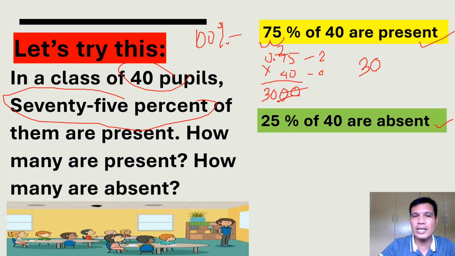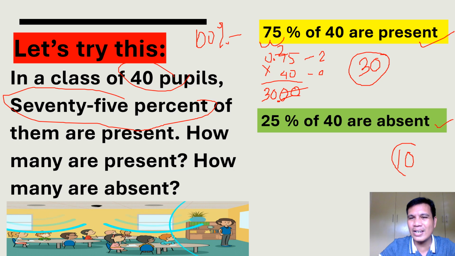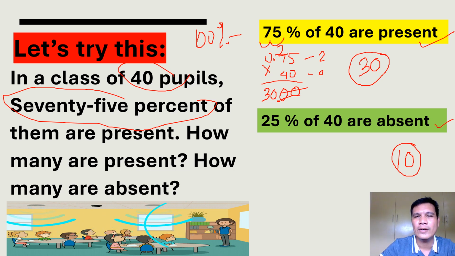So, 30 are present. So, how many are absent? So, 40 minus 30 is 10. O, diba? Yan ang solution natin, 10. But try to solve. Let us solve pa rin.